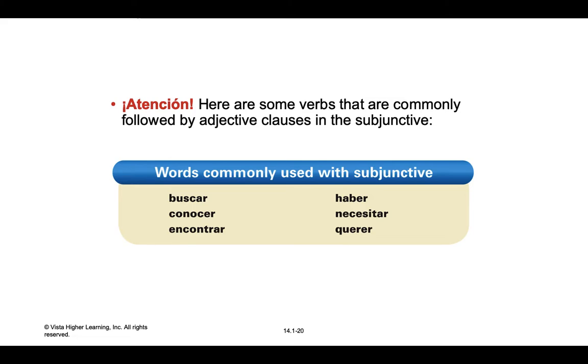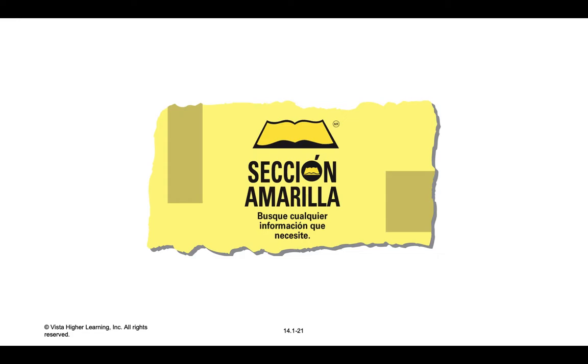Buscar, conocer, encontrar, haber, hay, hubo, hubieron. Hay, there is, there are. Necesitar, querer. Commonly, these are followed by adjective clauses in the subjunctive. Busque cualquier información que necesite. Necesite is the subjunctive.